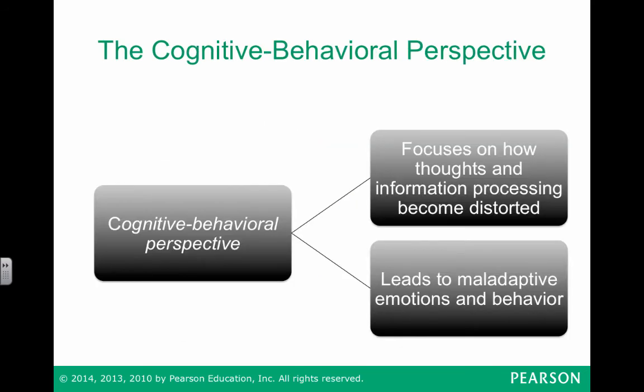The cognitive behavioral perspective. When we talk about cognitive behavior, I want you to think cognitive, the brain, thinking, and behavioral, how you react based on your thinking. And so, the cognitive behavioral perspective will focus on how thoughts and information processing become distorted. How do people develop this wrong thinking? The self-talk that becomes distorted, and then this leads to maladaptive emotions and behavior.